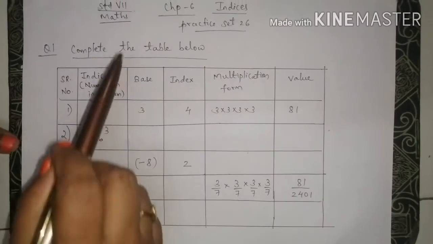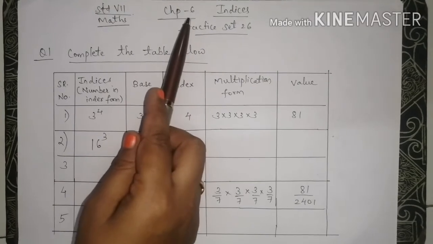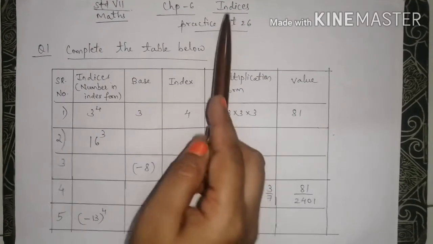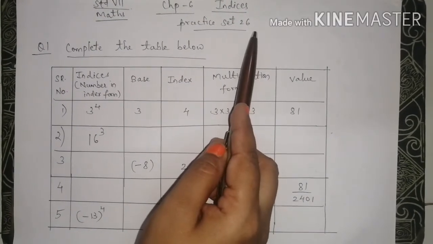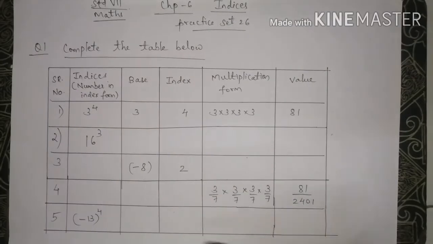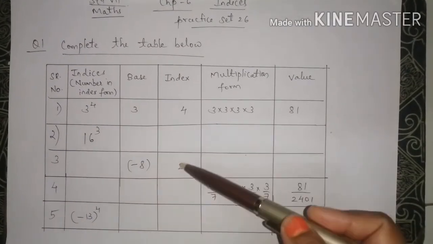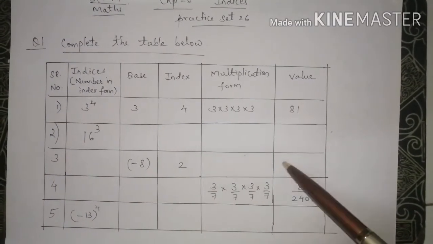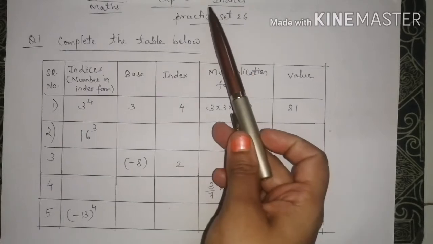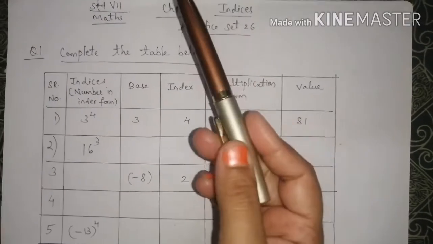Welcome students. Today we are going to start with our chapter number 6, that is indices, practice set 26. Here in question number 1 they have given one table. We have to complete these blanks. So before starting this, let me introduce the basics of indices.